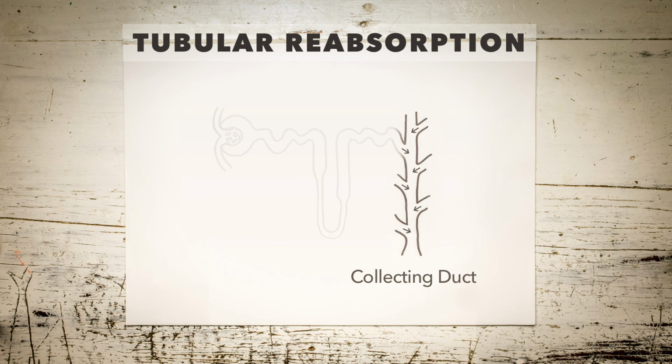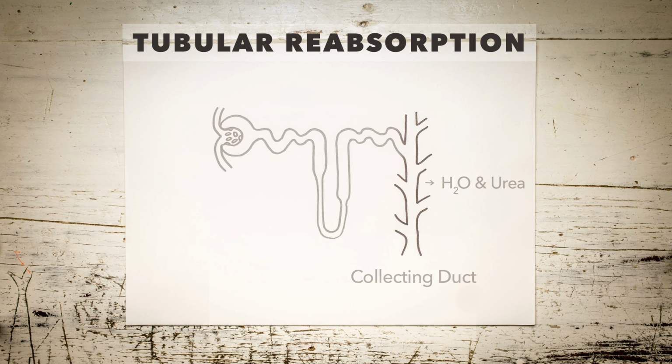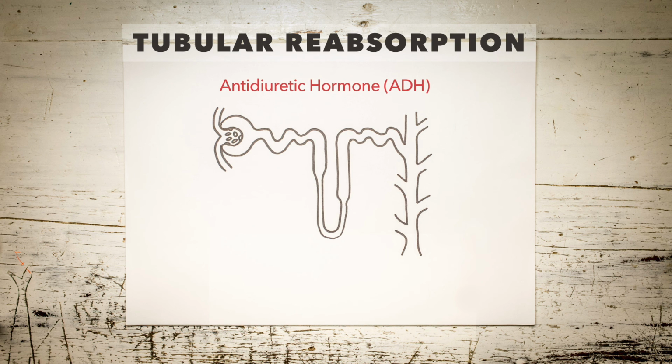If a person is dehydrated and more fluid is needed, some water and urea are reabsorbed here to restore the balance. The distal convoluted tubule and collecting duct react to the amount of antidiuretic hormone in the blood. The more ADH is present in the blood, the more water is reabsorbed into it. From the collecting duct, filtrate, which is now officially called urine, is drained through the renal pyramids into the renal pelvis, which drains into the ureter and to the urinary bladder for storage.